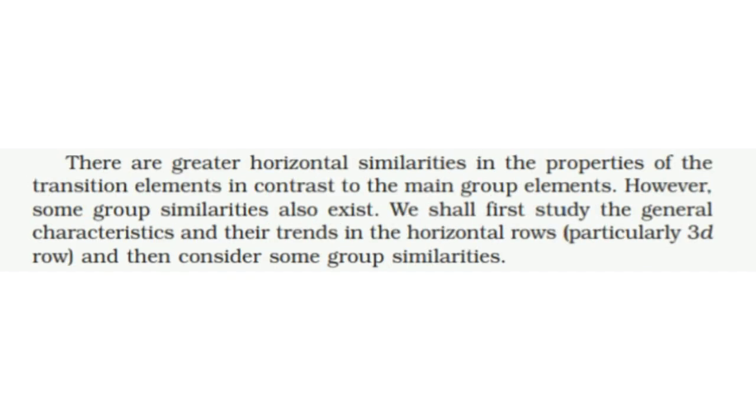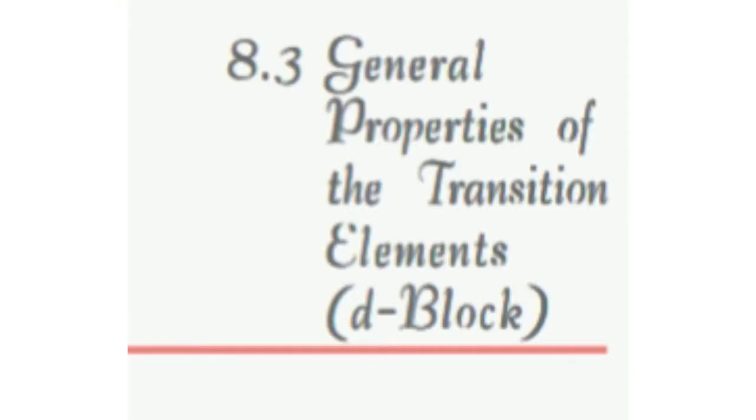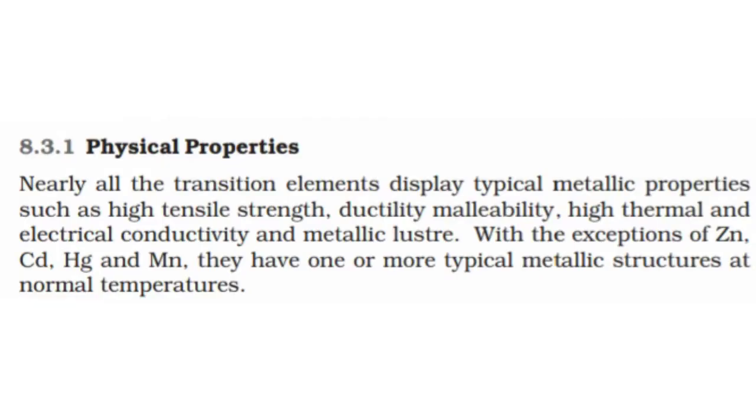There are greater horizontal similarities in the properties of the transition elements in contrast to the main group elements. However, some group similarities also exist. We shall first study the general characteristics and their trends in the horizontal row, particularly 3d row, and then consider some group similarities. General properties of the transition elements, d block.